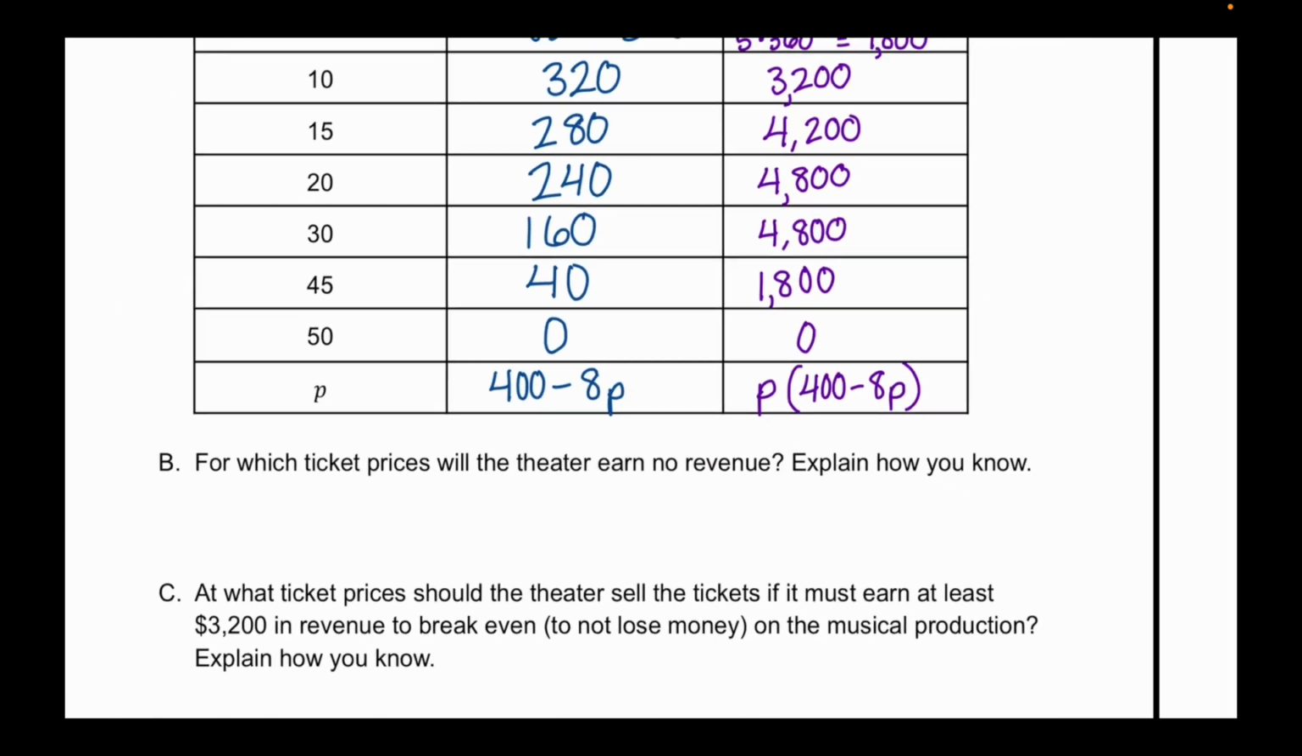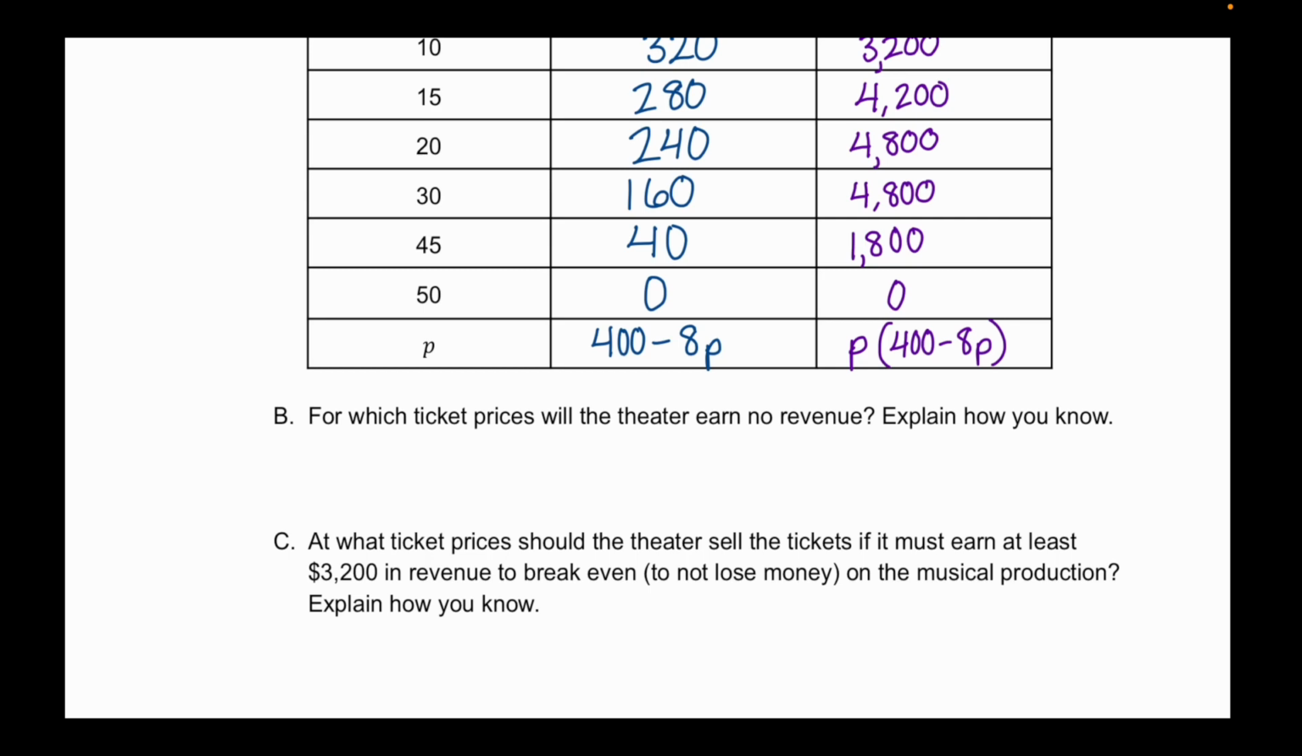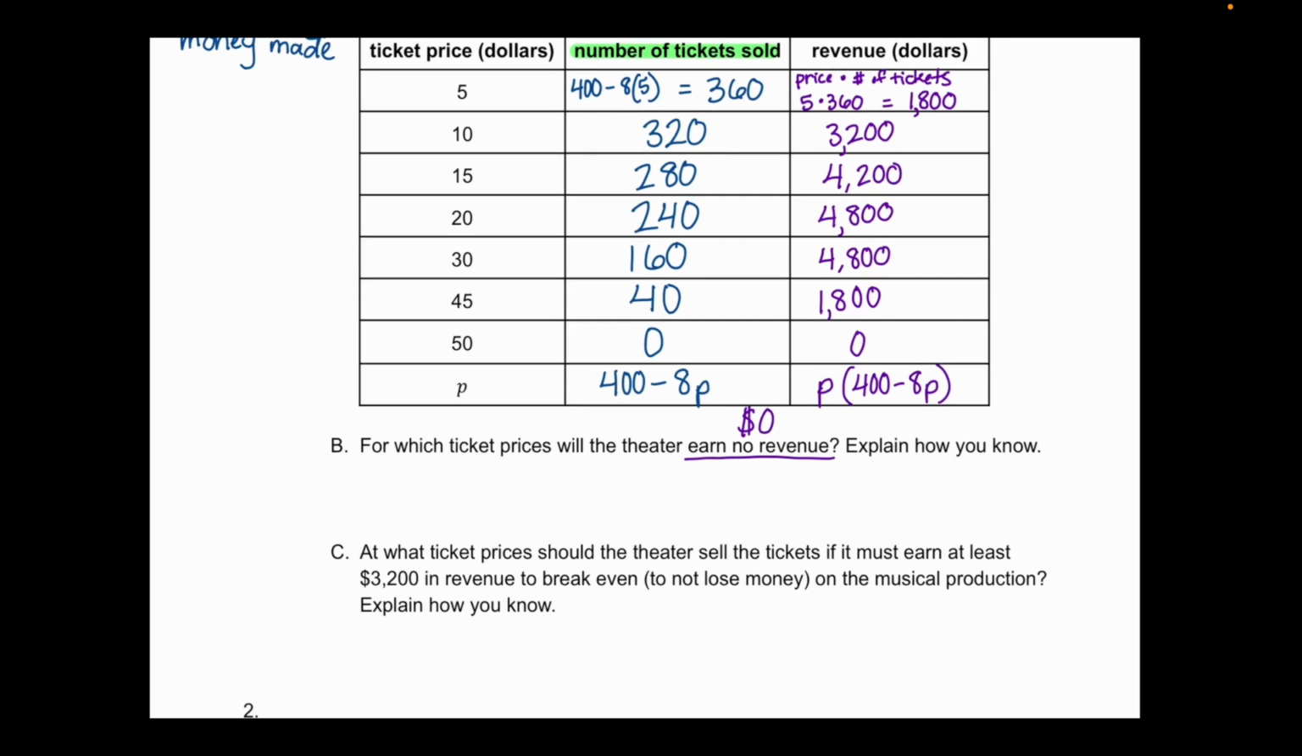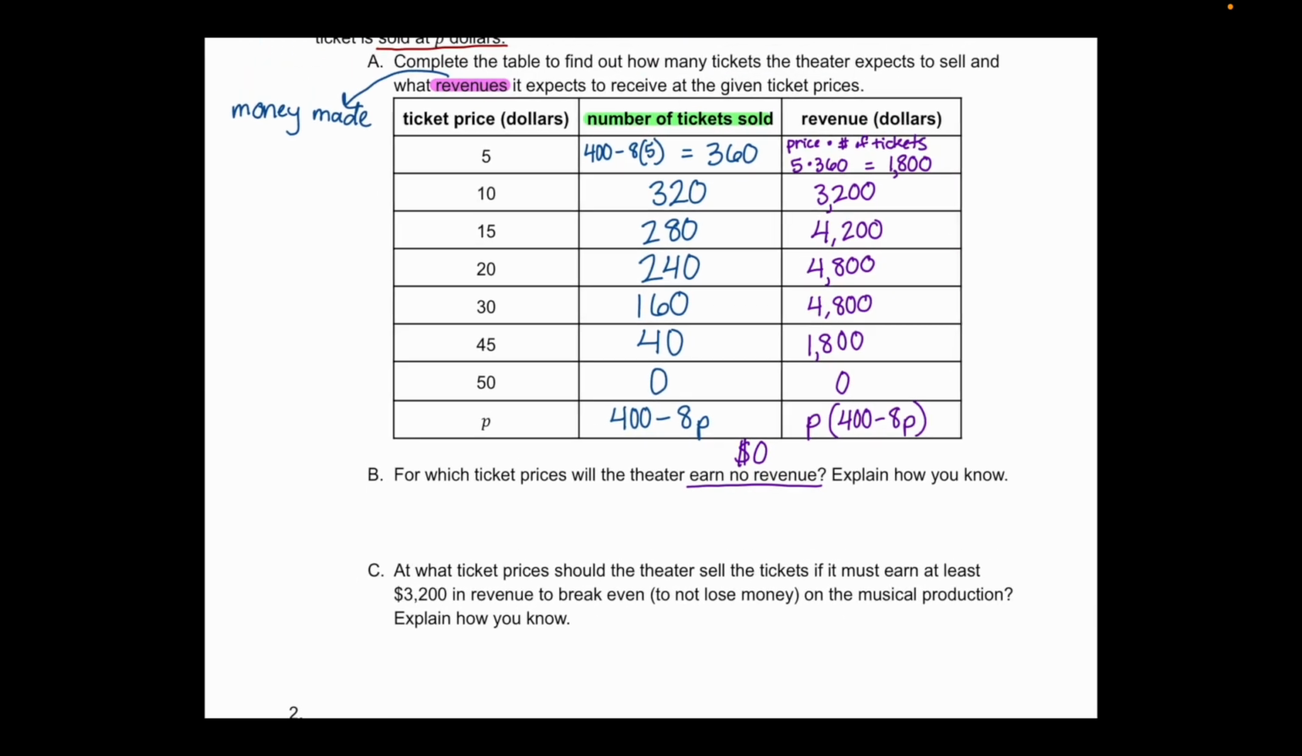Okay, so they're now asking us, once we have this table full of values, for which ticket prices will the theater earn no revenue? So that means they are going to make $0. And we want to explain how we know. Well, that is going to be our right-hand column. And I see one place where they would be earning $0 of revenue. That is right here. And that ticket price, if we look over to our left, that is the $50.